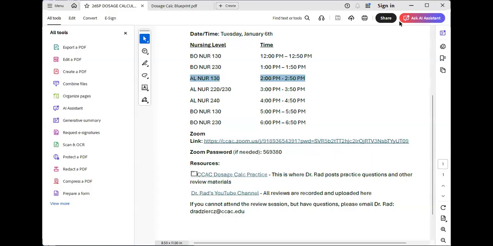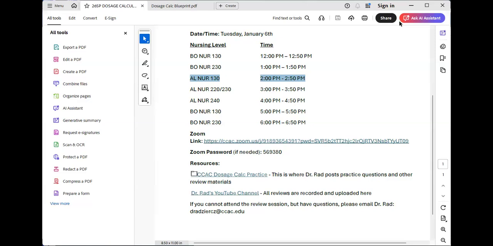Okay, so good question. In the link where you got the Zoom link, underneath the Zoom link, it says to click here to access my practice test files, and that's where that is. If you don't have it, just email me and I can resend you the link, but it's right there.